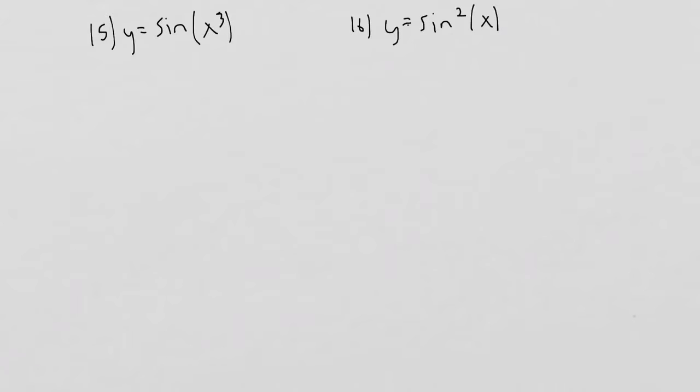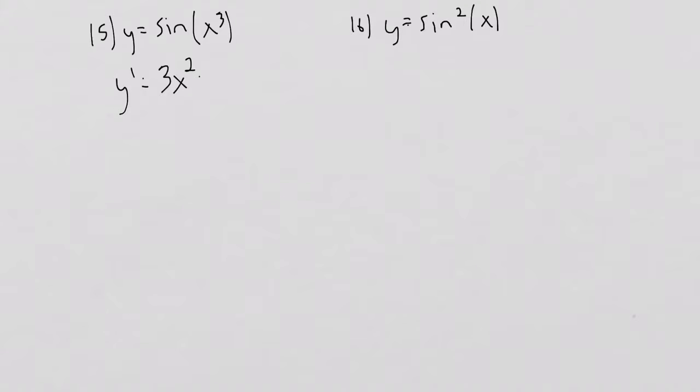Okay, next couple derivatives here. First one is sine of x cubed. It's a kind of basic chain rule problem. So I need to do the derivative of the x cubed first. That is 3x squared times.